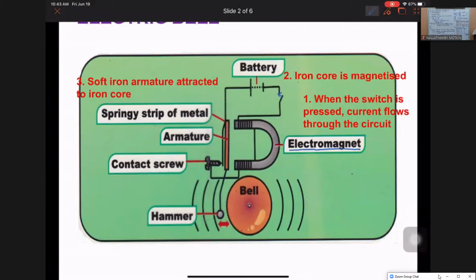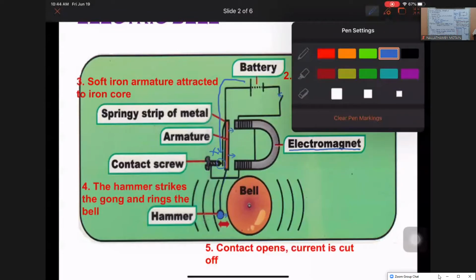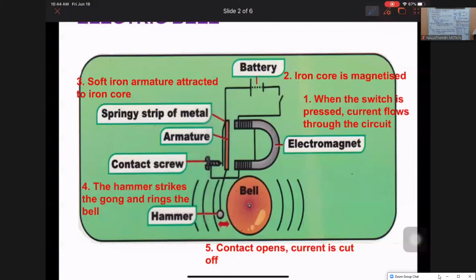Number three, the soft iron armature is attracted. Which one? Here, this is the soft iron armature. When attracted, the hammer strikes the gong and rings the bell, because when the soft iron armature is pulled, the hammer also moves together. Next, when the hammer moves, the contact here will be open. When the contact is open, no current can flow. When no current flows, the soft iron core will lose its magnetism. So the springy metal strip will pull the armature back to its original position.